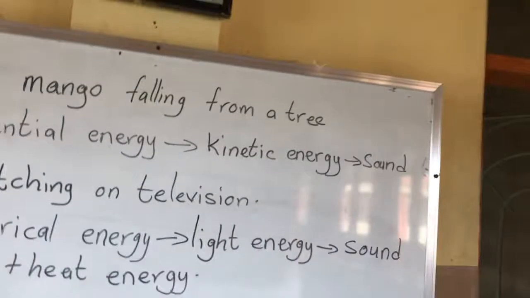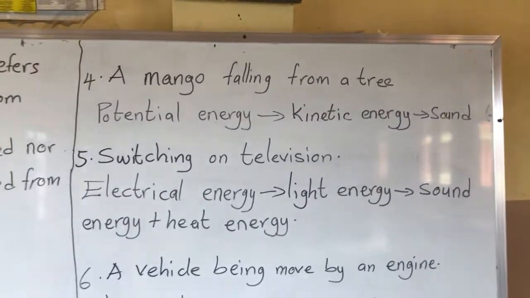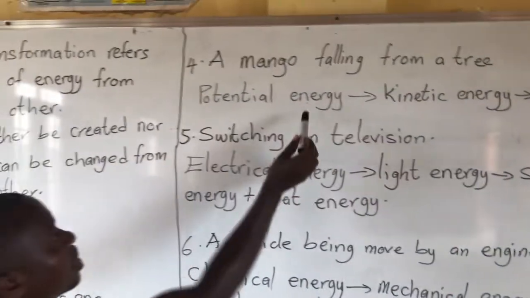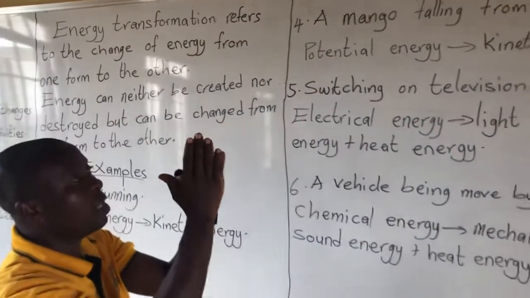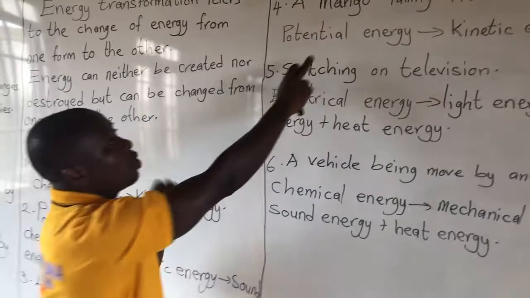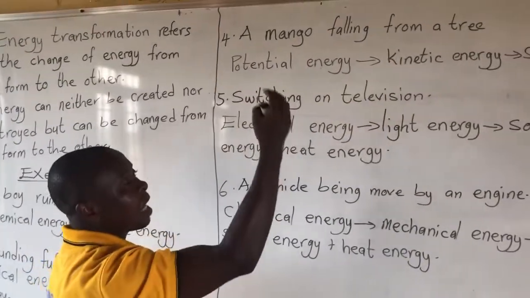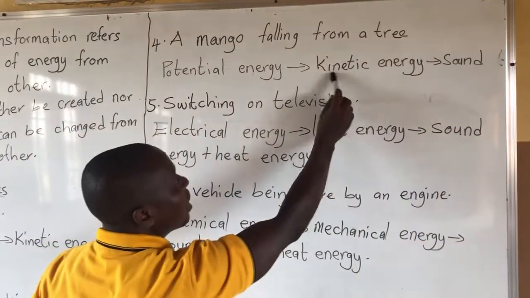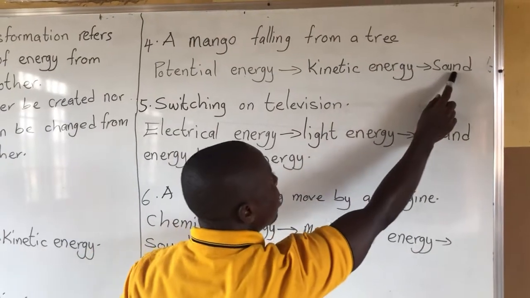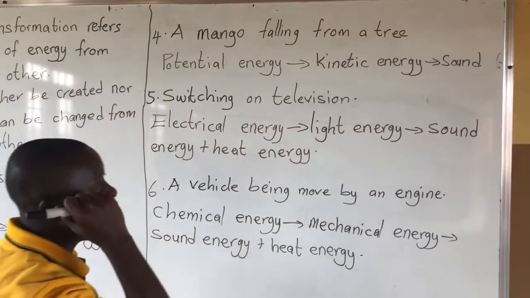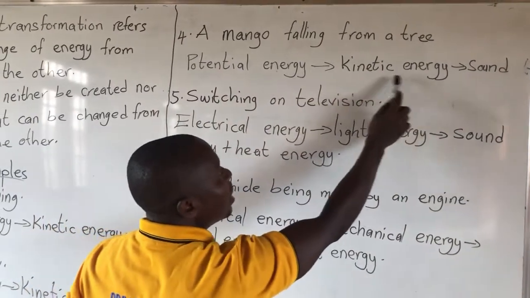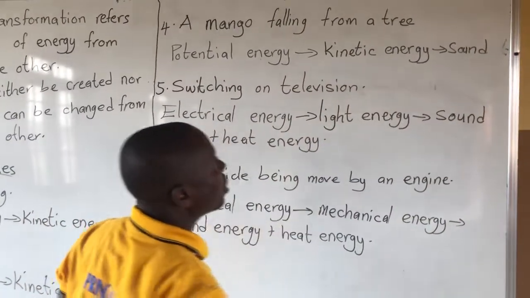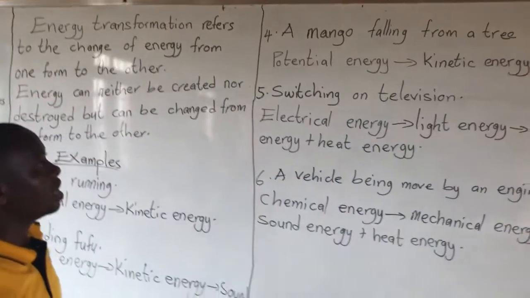Now let's continue. A mango falling from a tree. We say potential energy. Now why do we say potential energy? When the mango is in the tree, it's not moving, it's at one place. So it's having potential energy. Now when it starts falling from the tree, it's having kinetic energy. And when it hits the ground, we hear the sound, boom. So we have potential energy to kinetic energy and sound energy.